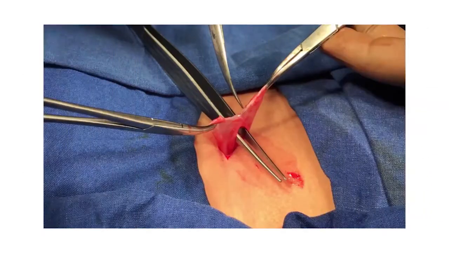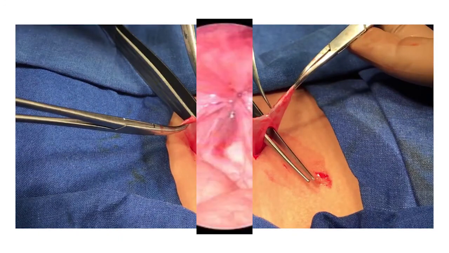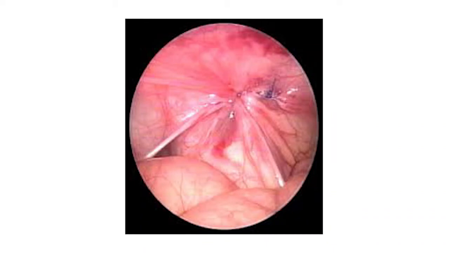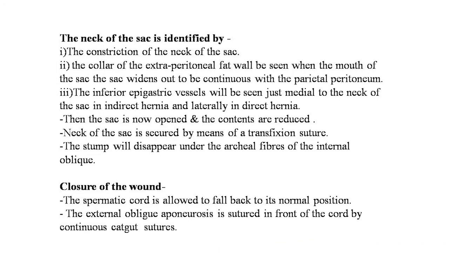Dear students, here is a good image of the herniotomy in infants. This is the laparoscopic view where the deep inguinal ring is closed by the suture. Now the neck of the sac is identified by the constriction of the neck of the sac. The collar of the extra-peritoneal fat will be seen when the mouth of the sac widens out to be continuous with the parietal peritoneum. The inferior epigastric vessels will be seen just medial to the neck of the sac in indirect hernia.